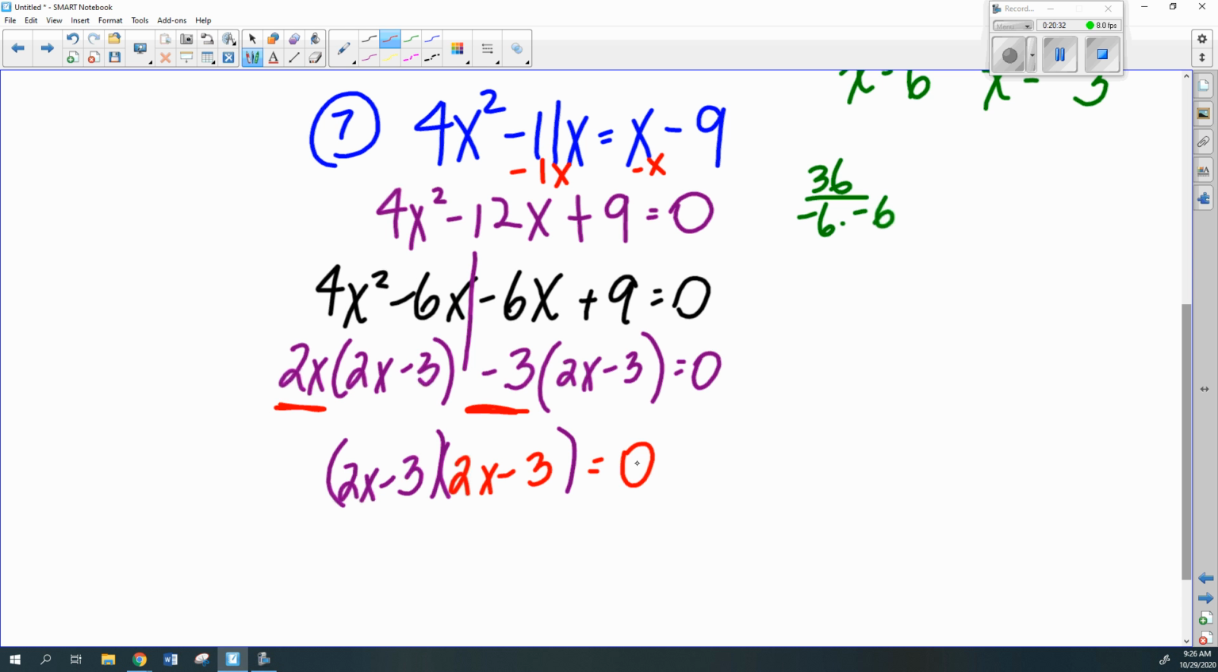We happen to get the same factor twice. So how many times do we have to solve it? Once. If you already know it's going to be the same thing, you just need to do it one time. What'd y'all get? Good. Good. That's the end of part 1.